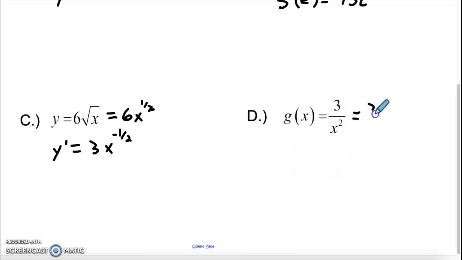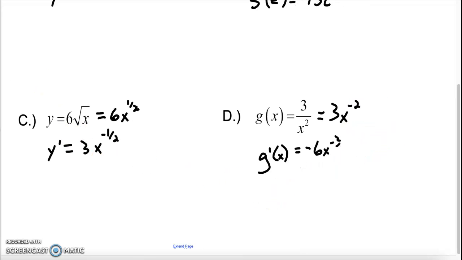Here, I'm going to rewrite this before I take the derivative as 3 times x to the negative second. Then the derivative would be negative 6x to the negative third. Right? Just bring the exponent down, multiply by the coefficient, and subtract 1 from the exponent. All right.